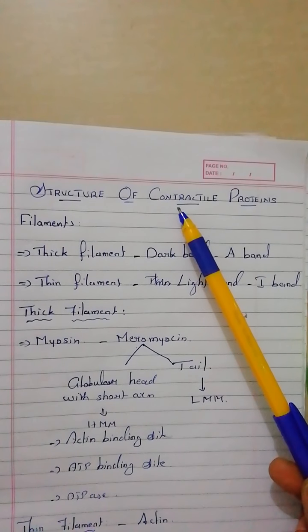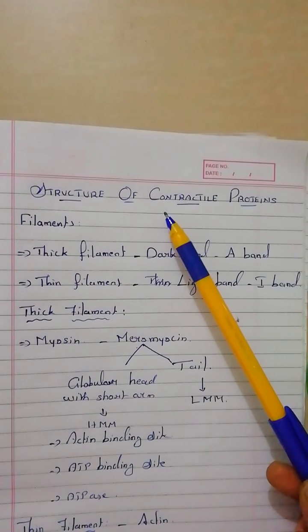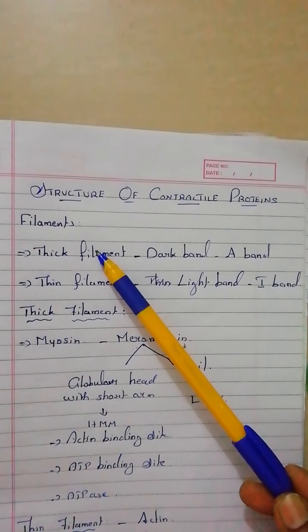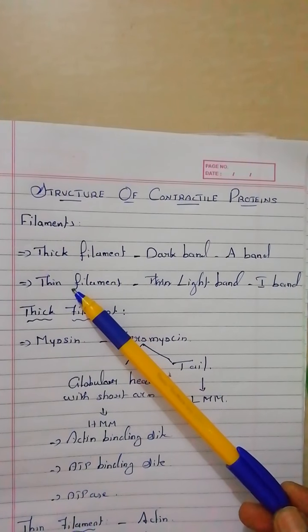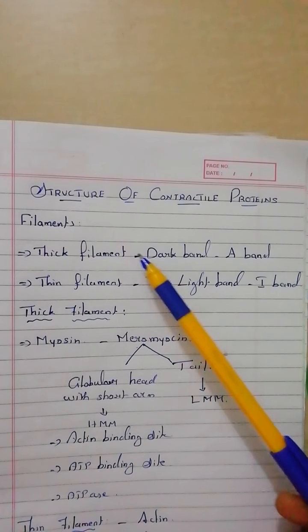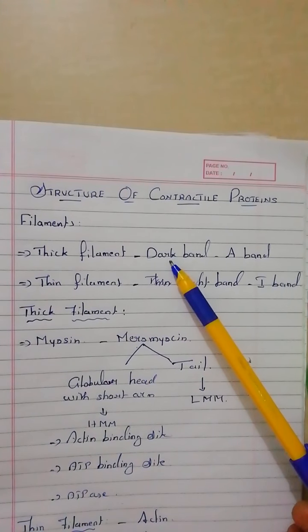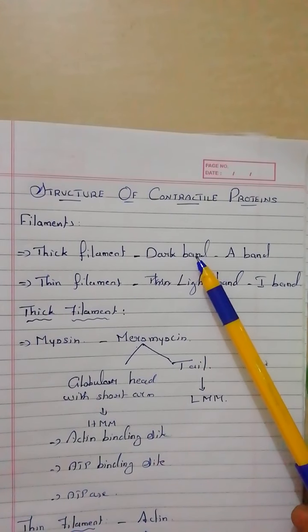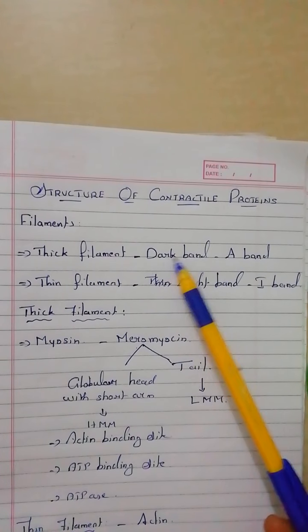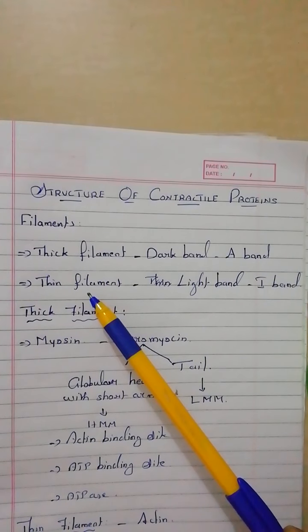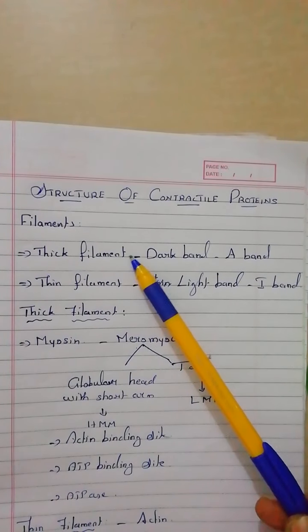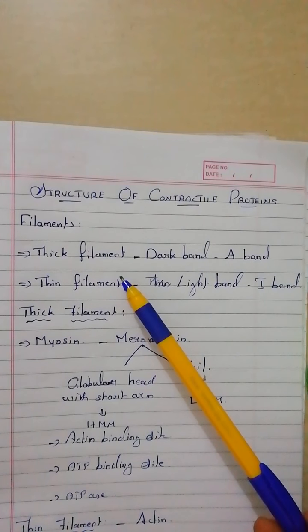Structure of contractile proteins. As we say, the muscle consists of two major filaments. What are the filaments? Thick filament as well as thin filament. The thick filament is otherwise known as the dark band, and the thin filament is otherwise known as the light band. The thick filament or dark band is known as the A band. Meanwhile, the thin filament or light band is known as the I band. So these are the two filaments of the muscles.